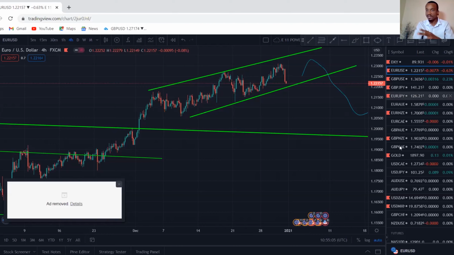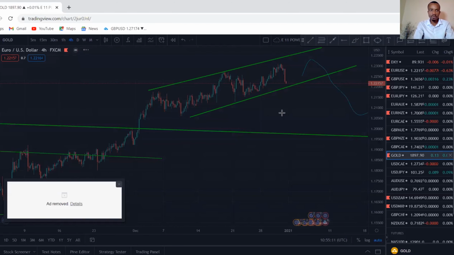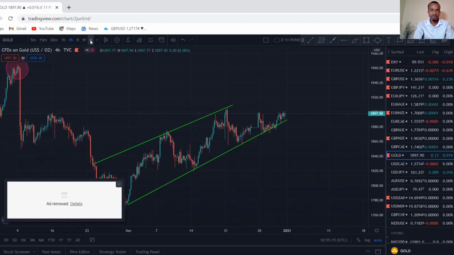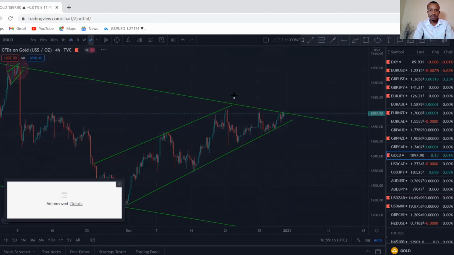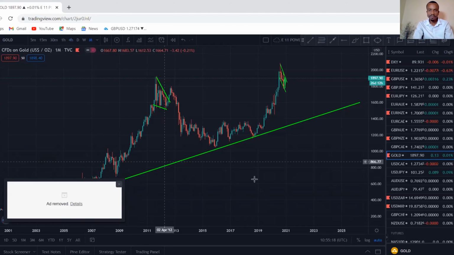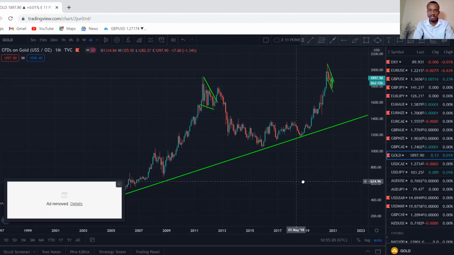Also, we anticipate that there may be massive moves to the downside. So let's take a look at gold. Let's take a look at gold from a monthly time frame.